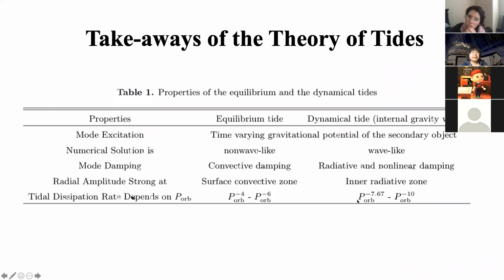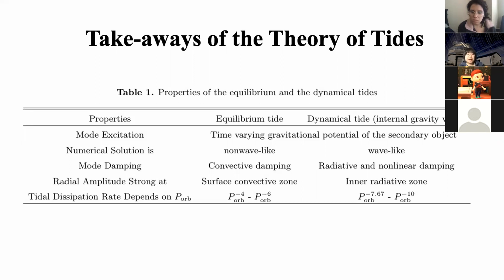All right, here I'm just trying to use a table to summarize those keywords in the theory of tides. There are two main classes of tides, the equilibrium tide and the dynamical tide. They are both generated by the time-varying gravitational potential of the companion in close binaries or exoplanet systems.